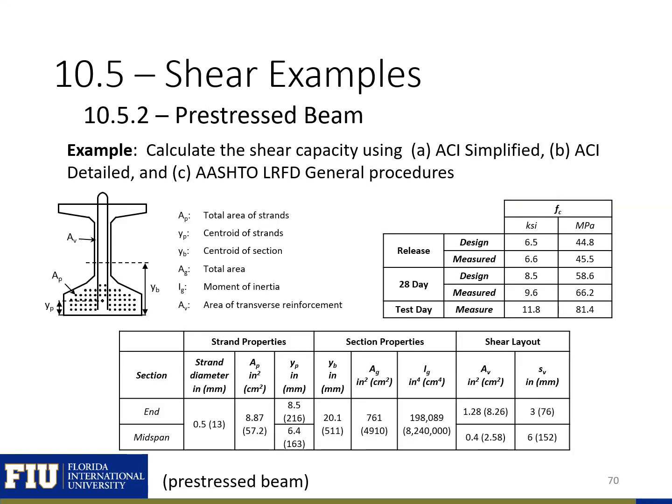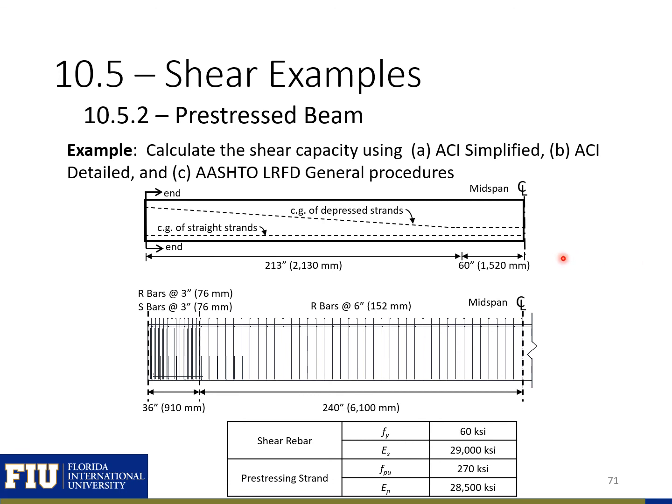For our next example, we're going to calculate the shear capacity of a pre-stressed beam using our ACI simplified procedure, an ACI detailed procedure, and our AASHTO LRFD general procedure. You can see the properties for our section shown on this slide. We have harped strands in this example, so we're going to have different section properties at the end of our beam versus at midspan.